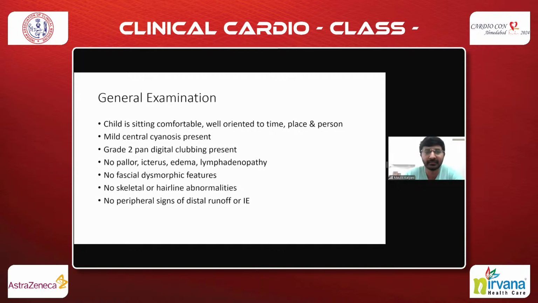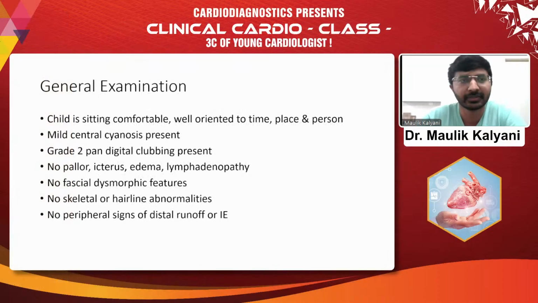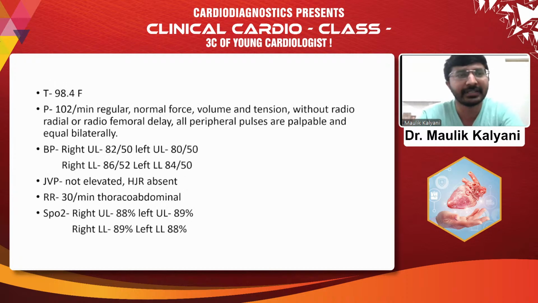Go ahead, sir. Okay, you can move ahead. Temperature is 98.4 Fahrenheit. Pulse is 102 per minute, regular, normal force, volume, and tension, without radial or radiofemoral delay. All peripheral pulses are palpable and equal bilaterally. BP in all four limbs is equal and around 80 by 50 millimeters of mercury. JVP is not elevated and hepatojugular reflux is also absent. Respiratory rate is 30 per minute.